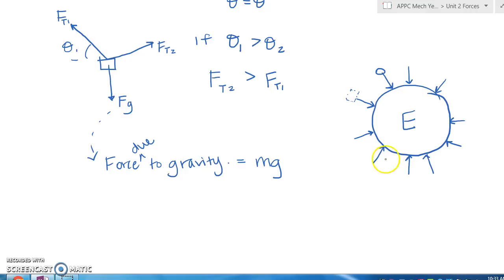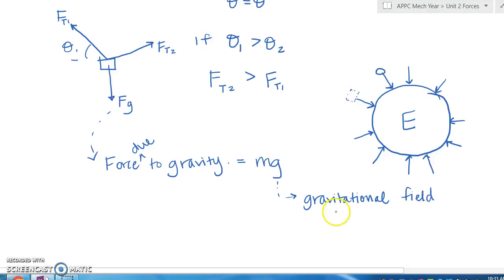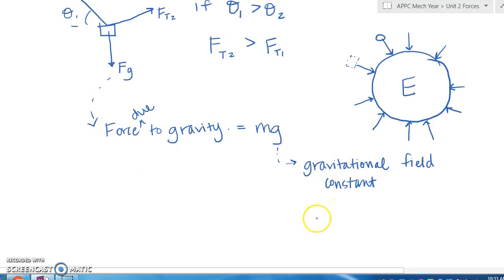Okay? So this little g actually represents the gravitational field constant. As in Earth's gravitational field constant? As in whatever planet you're on. And we assume Earth unless we've been told otherwise. Yep. We'll be on Earth unless you're told otherwise.